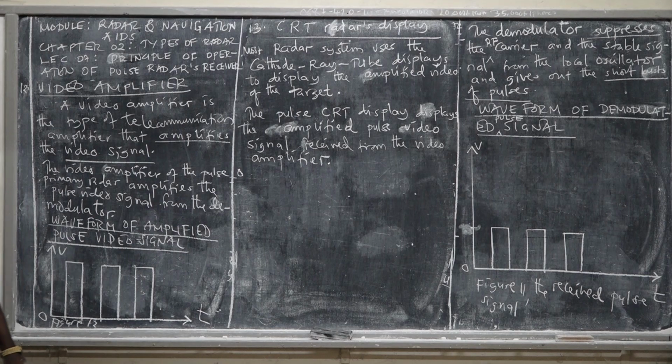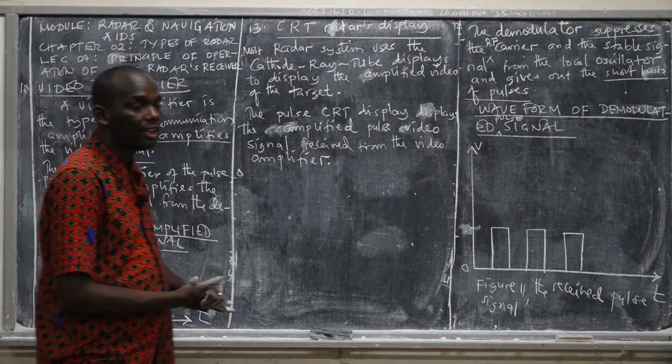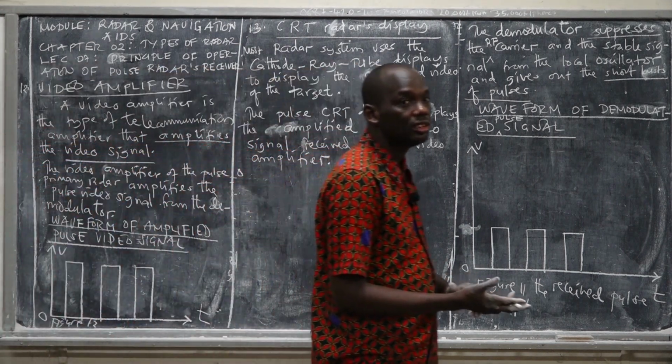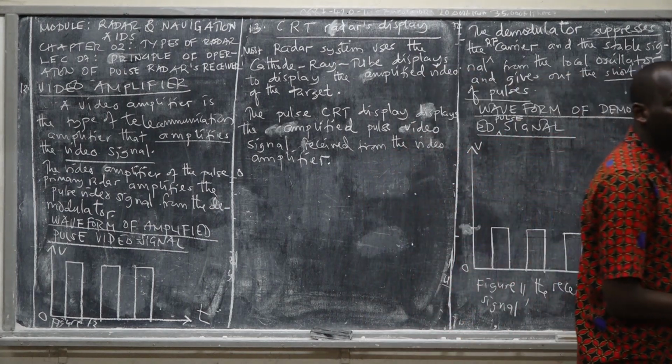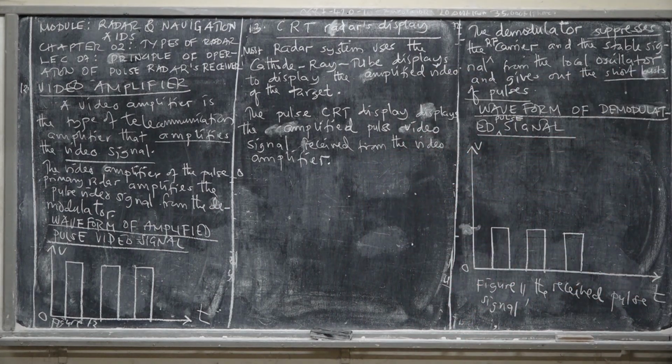So how many types of electronics communication amplifiers did we learn in the primary radar part? How many types? The question is very simple. How many types of electronics communication amplifier did we learn in this part? Pardon? Three. The first one?